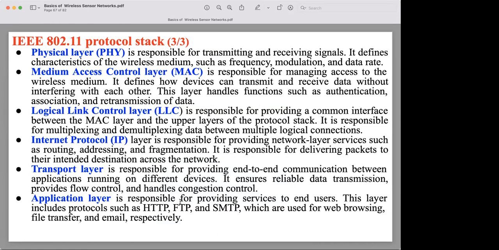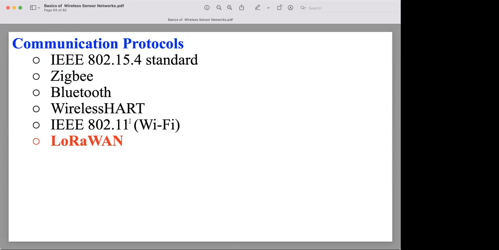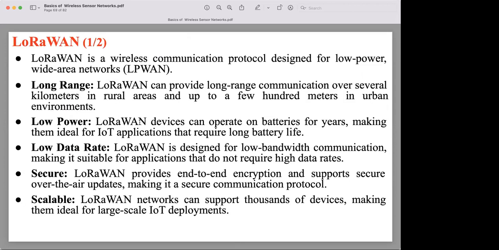And at the application layer, they support HTTP, FTP, SMTP, all of these, perfectly in 802.11 Wi-Fi. Now we come to LoRaWAN. This is the last one, a long range communication protocol, and it covers the advantages of both.